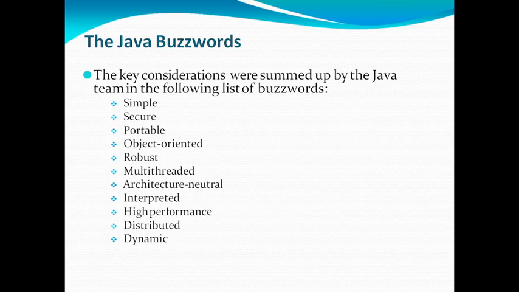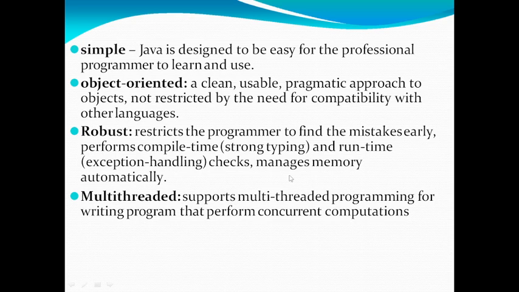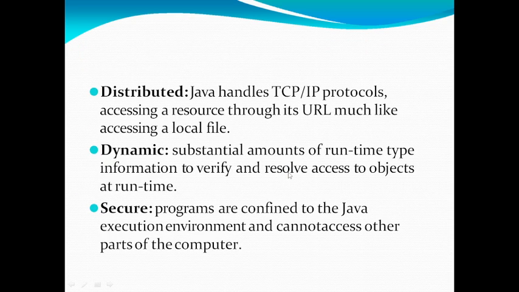So these are the buzzwords. These are the features of Java. So what are the features of Java? Simple, secure, portable, object-oriented, robust, multi-threaded, architecture neutral, interpreted, high performance, distributed, and dynamic. So these are the points we have discussed in the features of Java.